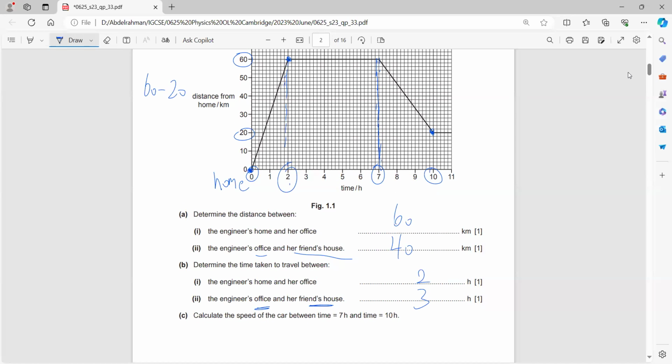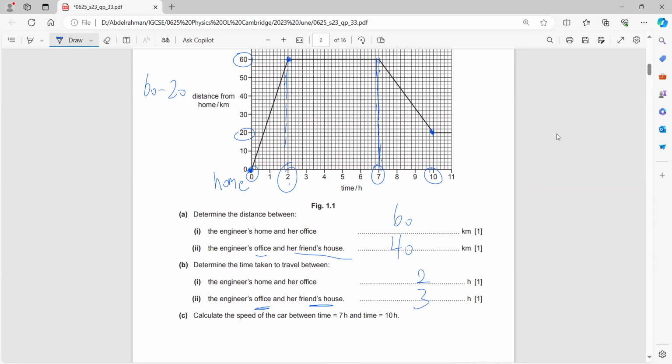Calculate the speed of the car between 7 and 10 hours. Can I find the speed of the car between 7 and 10 hours? We'll do the area under the graph? No, not the area under the graph. Sorry, it's y2 minus y1 over x2 minus x1. Okay, correct. But we already have y2 minus y1 and x2 minus x1.